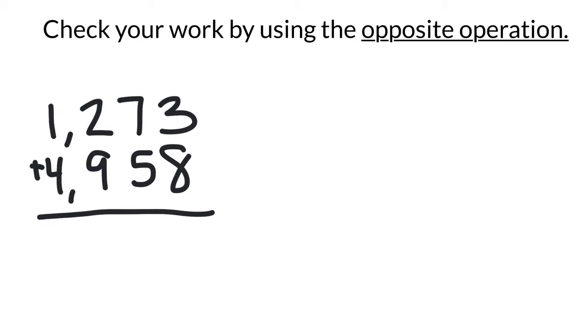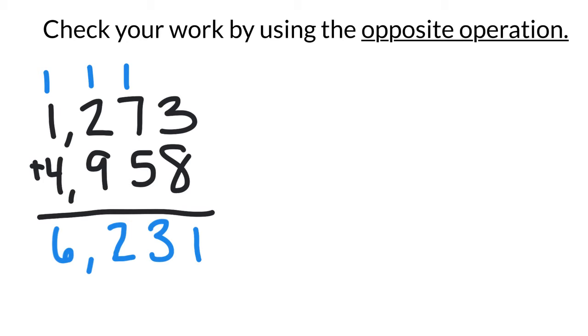8 plus 3 is 11, and we'll carry our 1. Then we need to do 7 plus 5 is 12, plus the 1 we carried is 13. 9 plus 2 is 11, plus the 1 we carried is 12, sorry, not 2. I carried my 1, and then 4 plus 1 is 5, plus 1 more is 6. So I just got the answer, 6,231.